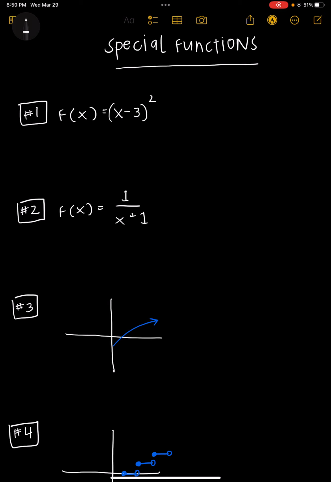So let's just get started with the first example. All of these are asking you for what the parent function is. The first example says f of x is equal to (x minus 3) squared. The first thing I notice is that it has a squared on there. So I'm going to look through that parent function sheet and see which ones have squareds on them.